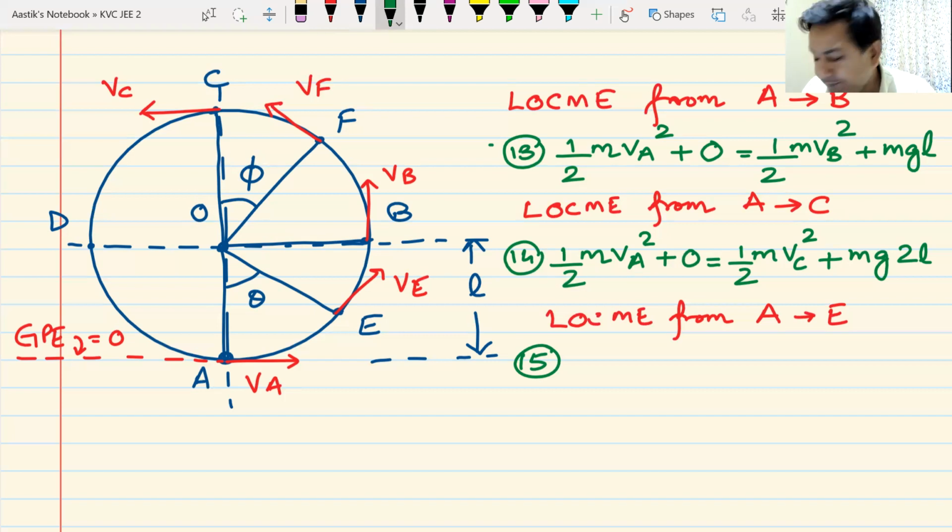Log me from A to E. This is what we are looking at. I'll give you a minute to think about equation number 15 and equation number 16.